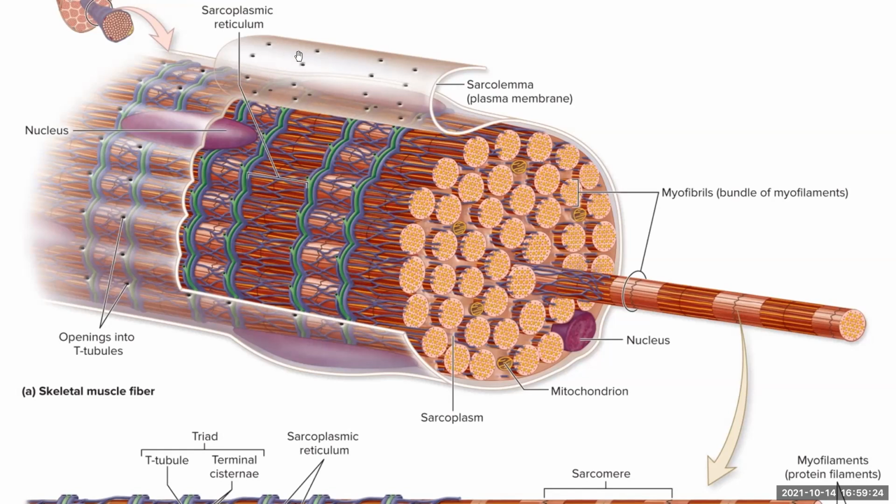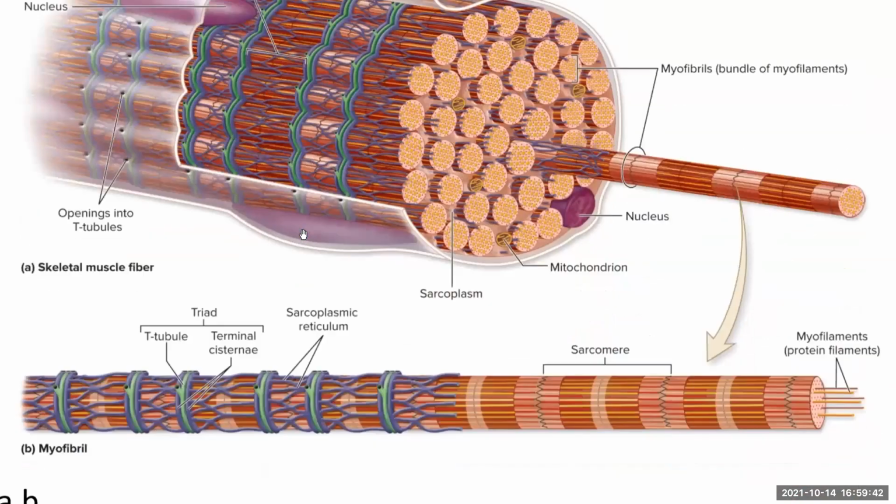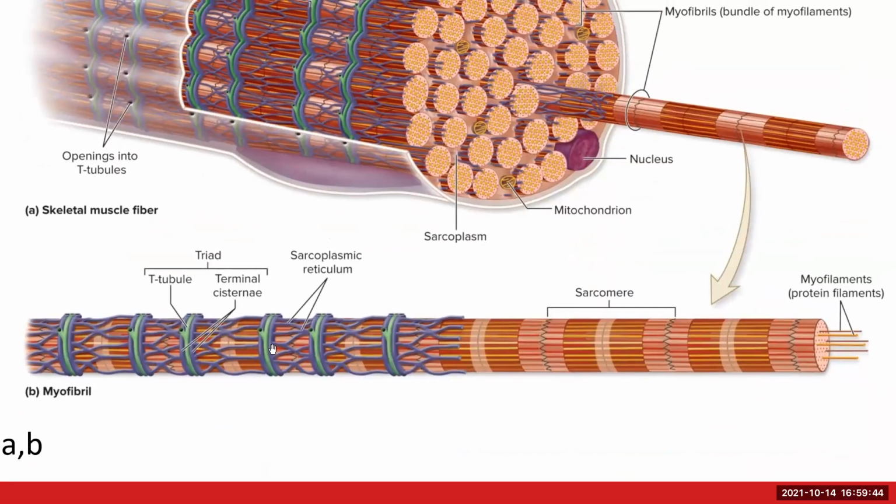And you can see we have all these holes throughout the sarcolemma, and those are the openings to the T tubules. Okay, you can see them all over the place. And it's tough to see here, but you have the green here, that represents the T tubules. So if we zoom in closer to one individual myofibril, you can see it a little bit better.